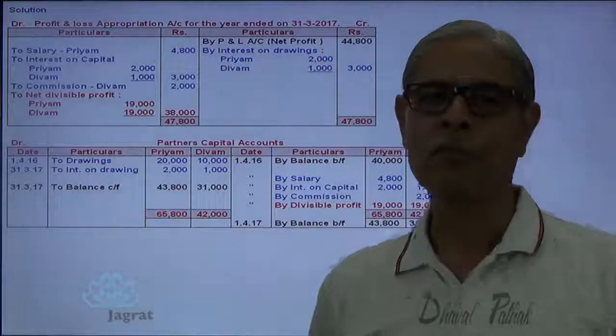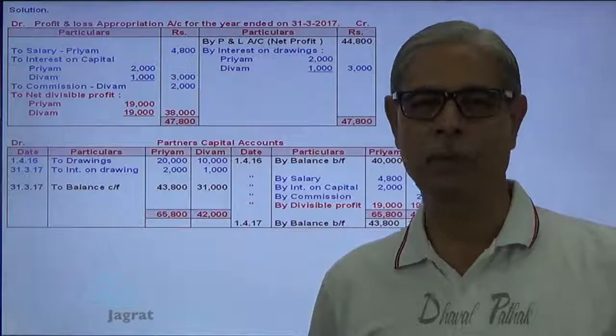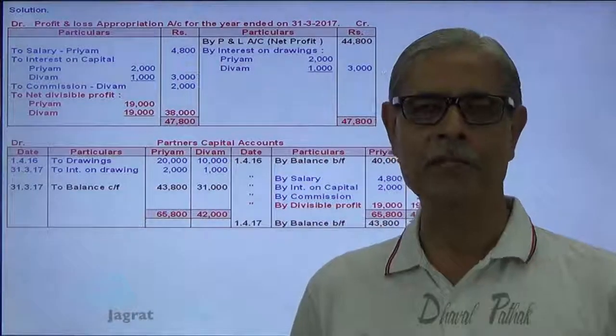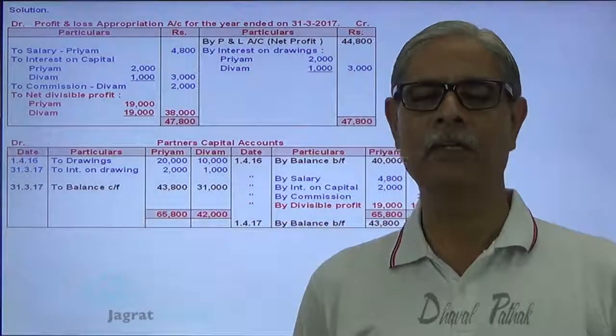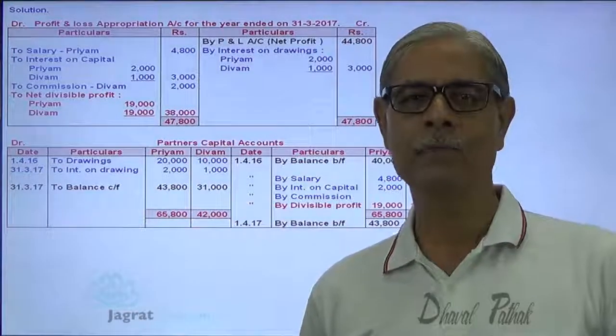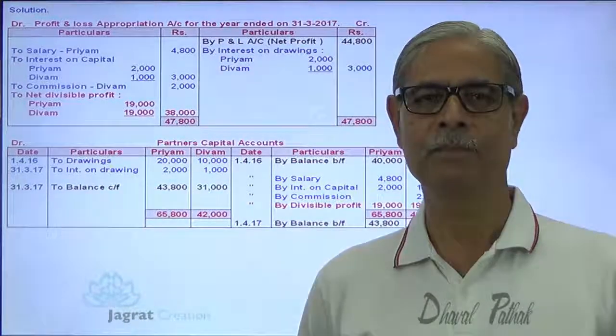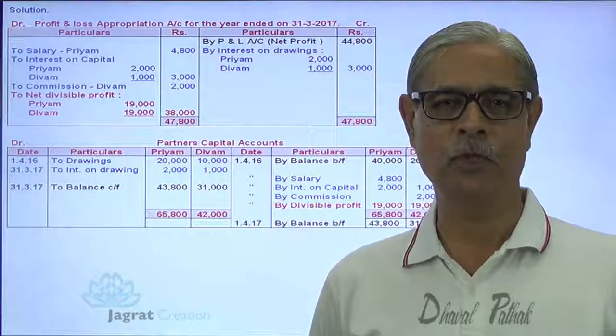This is how I have prepared partner's capital account and profit and loss appropriation account, wherein my intention was to explain how the profit is distributed amongst partners as agreed by them and how it is being accounted for. I have tried to explain you this sum. I feel that you have followed all these things.